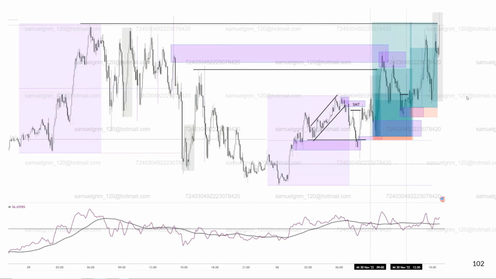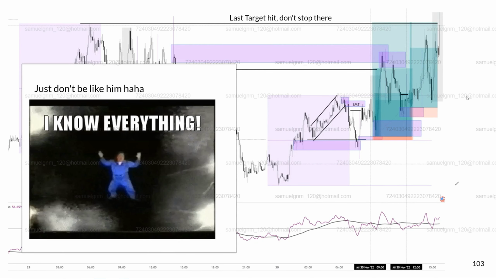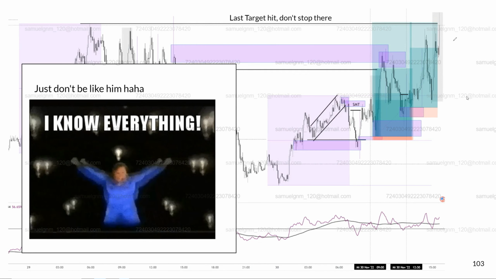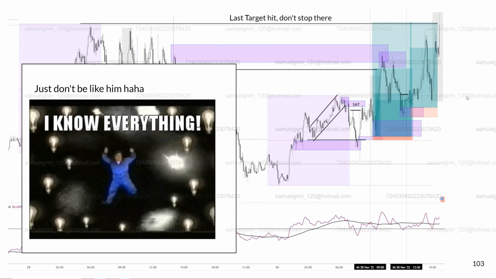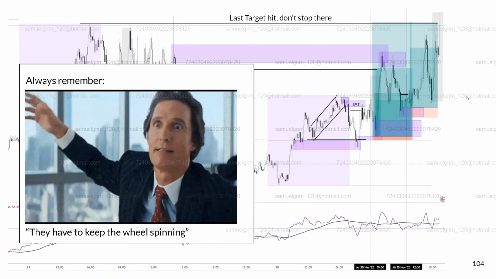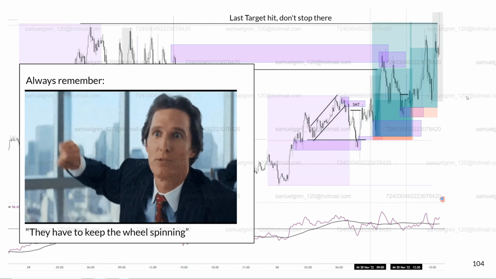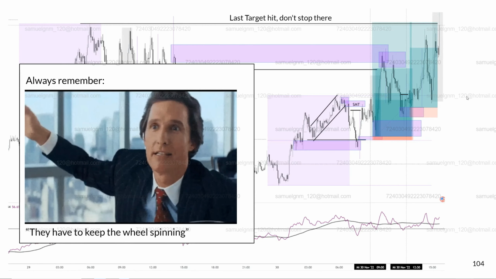The only thing you should not do is getting into the danger of becoming this guy in here, be like, I know everything, right? And just stop here and then be all ego driven. No, repeat, always remember, they have to keep the wheel spinning. It goes on and on. The wheel keeps spinning and has to keep on spinning, right?